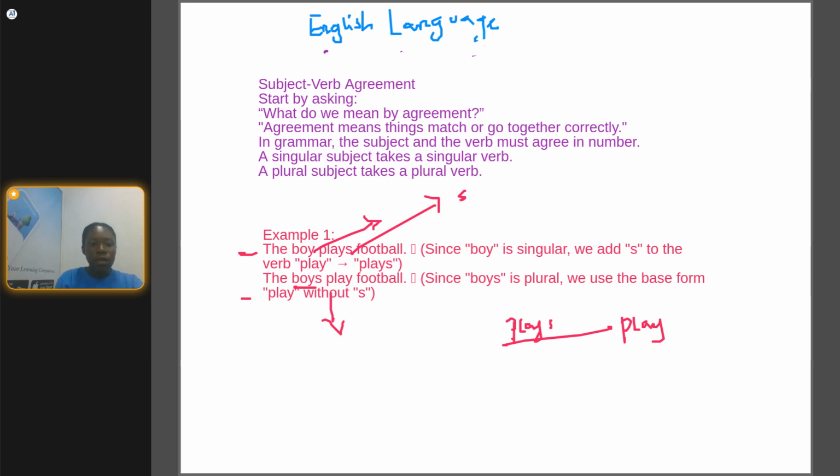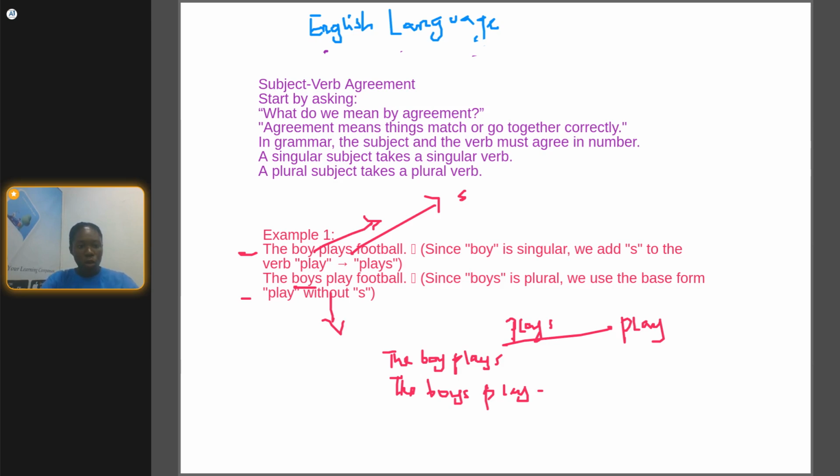Okay, so you have the boy plays, okay, the boys play. All right, so the boy plays, the boys play. Once the subject is singular, then you have to add an s to the verb. Once the subject is plural, there is no need for an s in the verb.